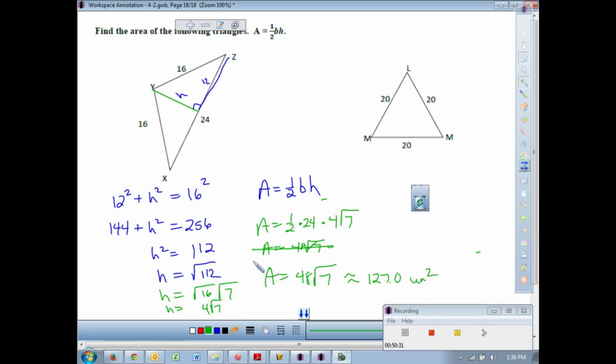Units squared. Sorry that I was Russian, but that's part of my heritage. I'm Volga German.